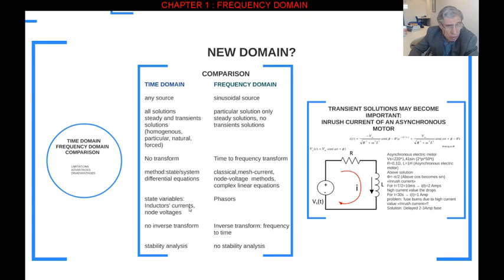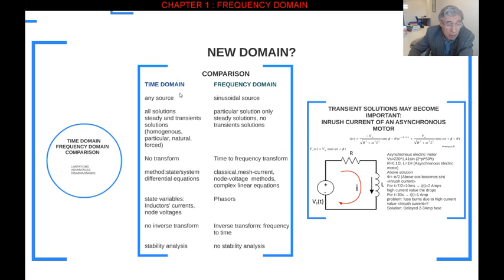State variables: inductor currents and node voltages. Here, the variables that we're going to find are voltage and current phasors. This is a new term that we're going to examine later on. No inverse transform is required in time domain, and there is an inverse transform here. So at the beginning, from time to frequency domain. At the end, from frequency domain, go back to the time domain. These transformations are simple transformations that we're going to see.